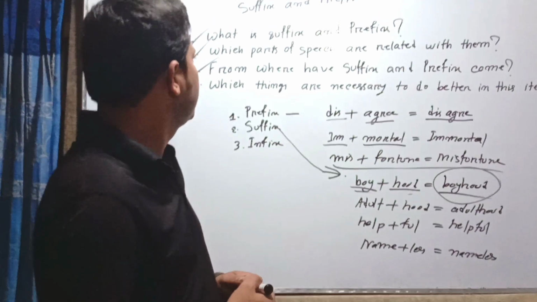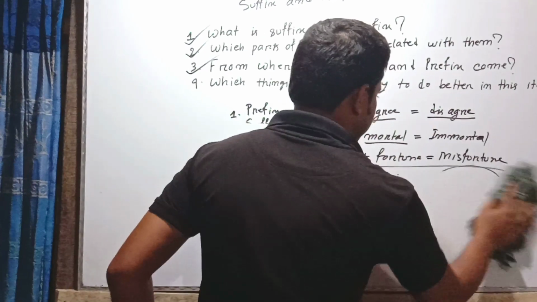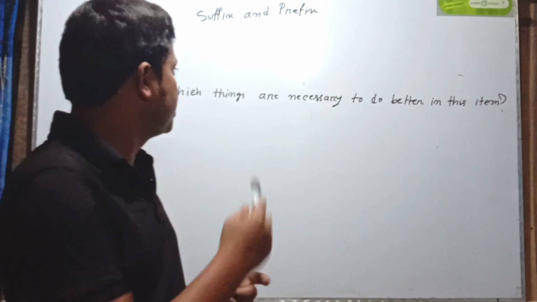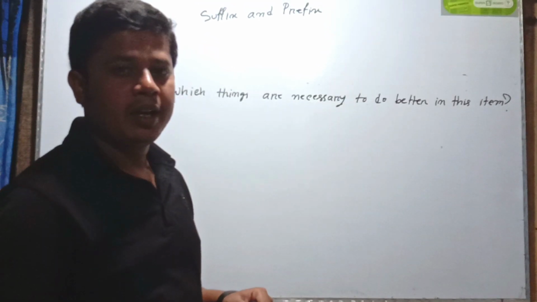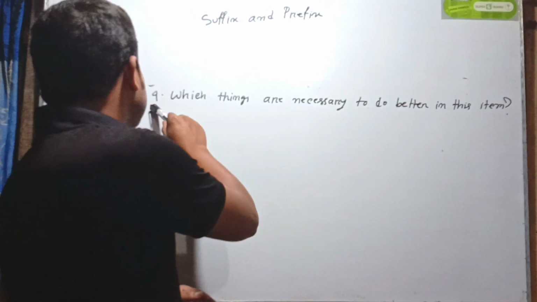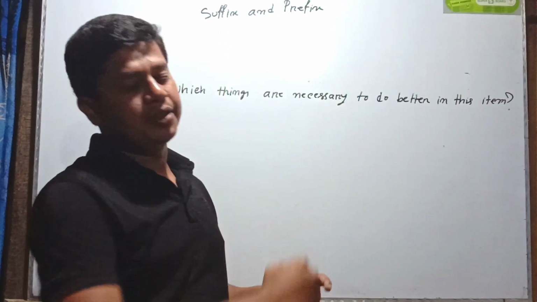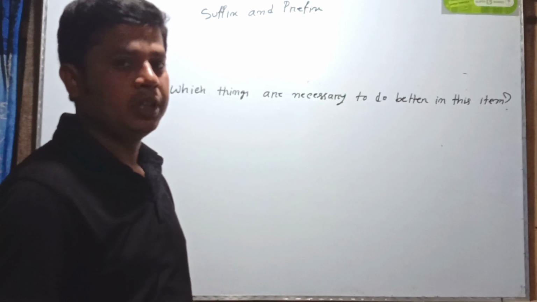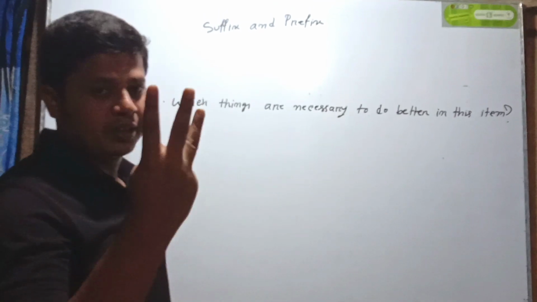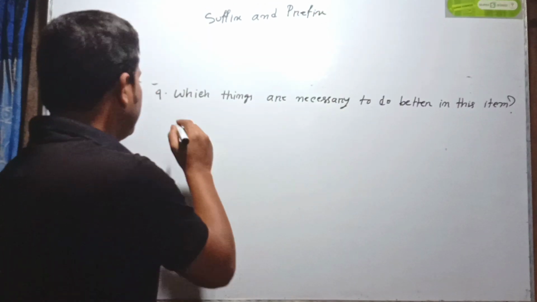Dear students, let me erase first. Dear students, we have got the answers to 3 questions. Can you remember? There is another question to answer. What is that? The question is, which things are necessary to do better in this item? Yes, you have to know this. Dear students, you need only 3 things to do better in this item. What are they? I am writing on the board.